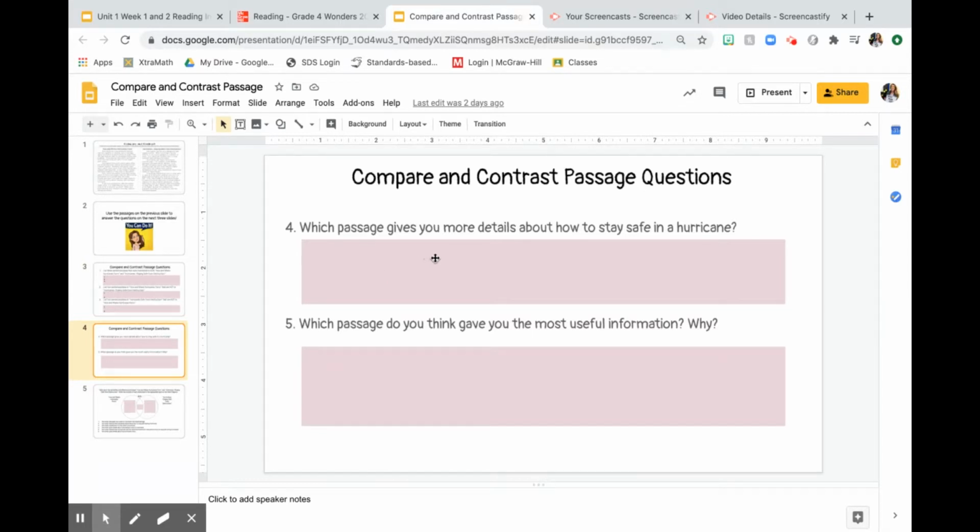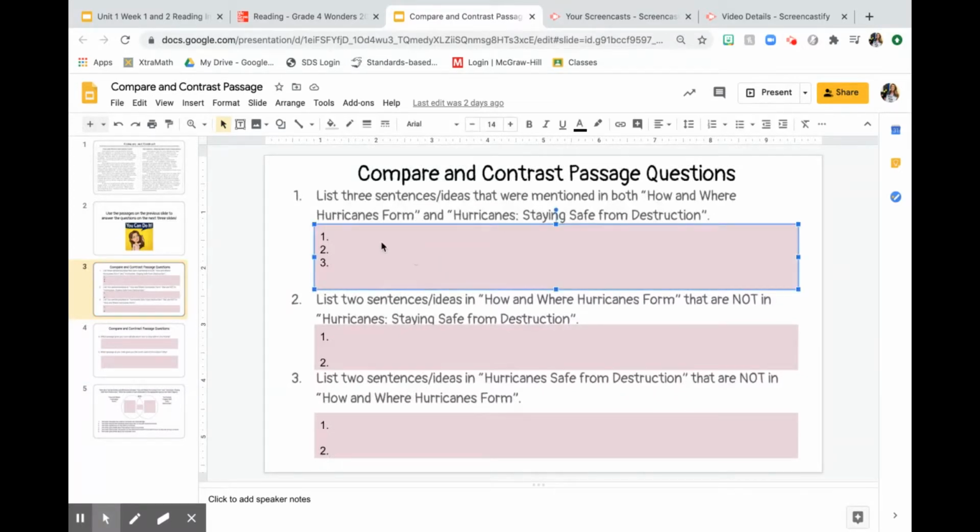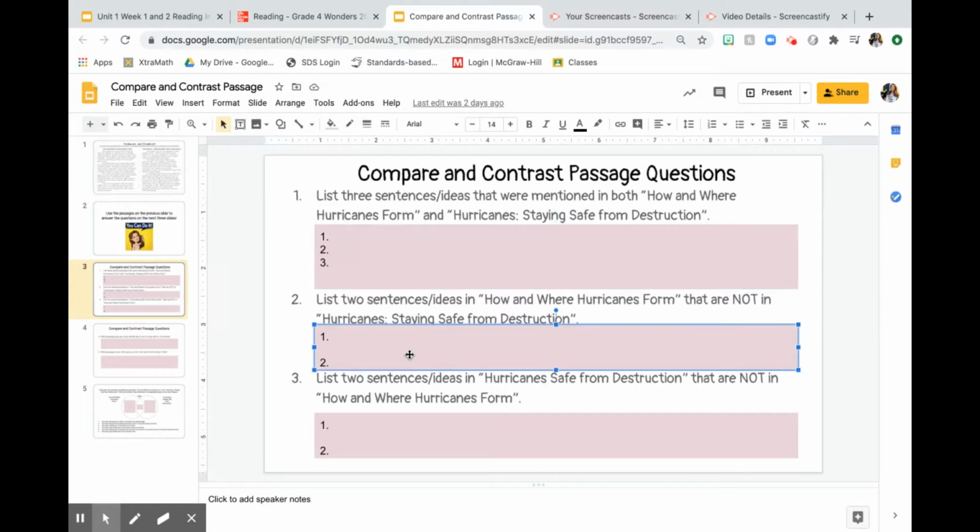Then you're going to answer these 2 questions. Which passage gives you more details about how to stay safe in a hurricane? And then which passage do you think gave you the most useful information? And remember, when we're using these, I made them pink so that you just click and then you can type into these boxes to answer. Make sure we answer in complete sentences.